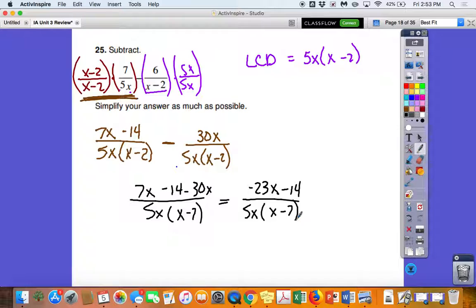And kind of interesting, but you can't factor the top. 23's prime, so there's nothing that goes into 23 and 14. I know the 7 and the 14 are kind of tempting, but again, they're both attached to other things, so they're not fair game. The x's are tempting. You can't touch it, so you are done right here. You've got to know, I can't touch any of this stuff in the top because it's all glued together because of that minus sign.